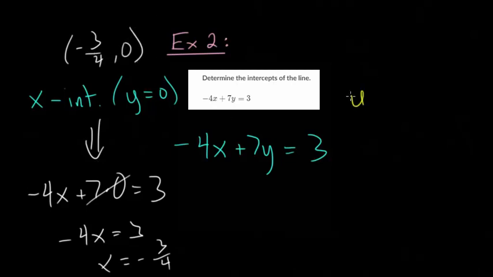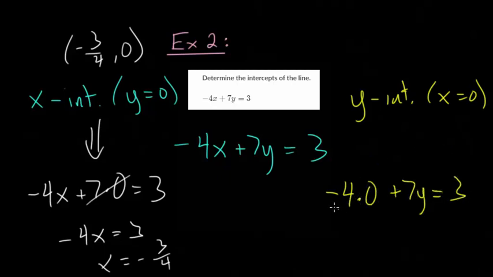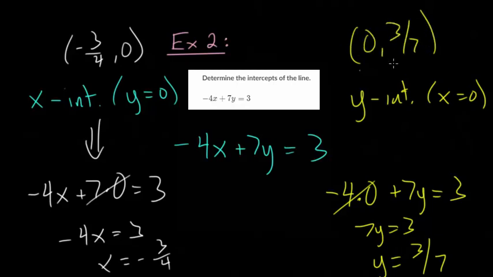And now we want to do the same thing, but for the y-intercept. And remember that this is when the x value is equal to 0. So we're going to plug in 0 for x, which will essentially make this entire term go away. But let's write that out. So we have that minus 4 times 0 plus 7y equals 3. And minus 4 times 0 is 0, so this term goes away. And we get 7y equals 3. And dividing everything by 7, we get that y is 3/7. So this line also has the intercept that goes to the point (0, 3/7).